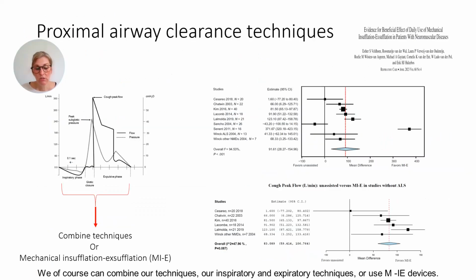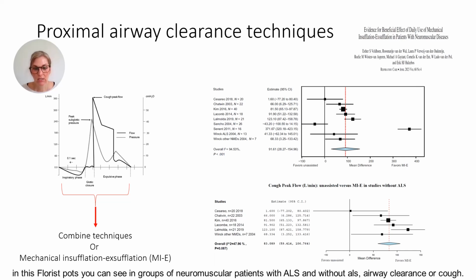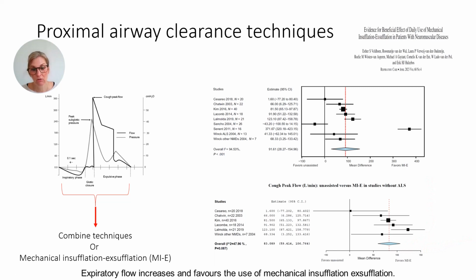We of course can combine our techniques, our inspiratory and expiratory techniques, or use mechanical insufflation-exsufflation devices. And in this study, you can see in groups of neuromuscular patients with ALS and without ALS, airway clearance or cough expiratory flow increases and favours the use of mechanical insufflation-exsufflation.